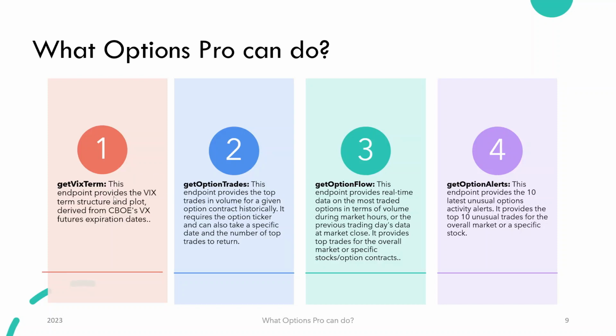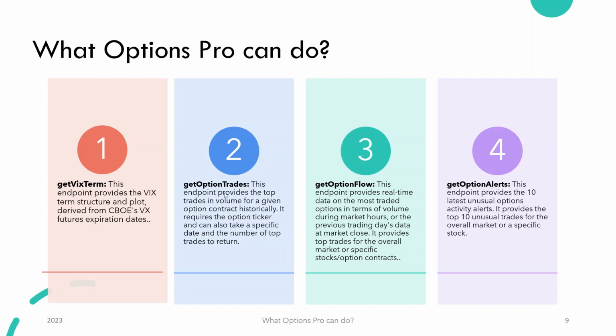So this provides the VIX term structure, and plots the derivative of CBOE's VX futures expiration. If you have watched CNBC and other channels, they might mention the volatility index, right? Currently we are in the middle of a debt crisis. If this deal falls apart, probably you will see VIX rising. But if this deal goes through, probably you will see VIX collapsing. So it's the volatility index.